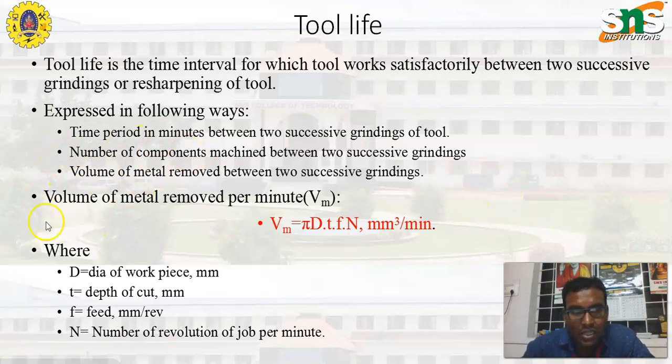It is expressed as volume of metal removed per minute, Vm, equal to pi d t f n mm cube per minute. That means d is the diameter of the workpiece which is machined, t is the depth of cut given during the machining process, f is the feed given during the machining process, and n is the number of revolutions of the job per minute.